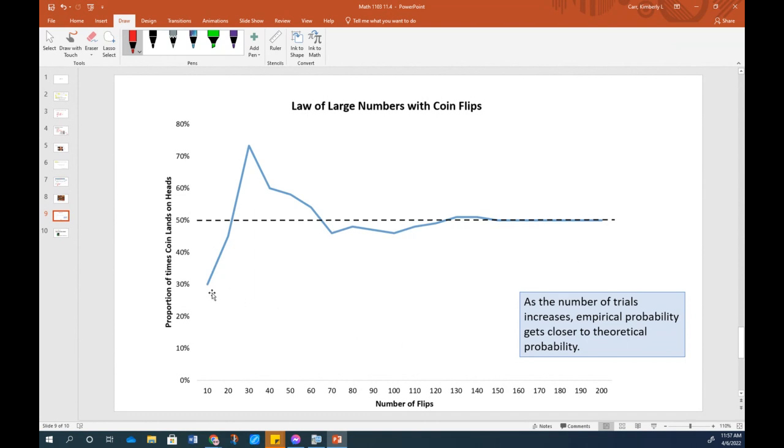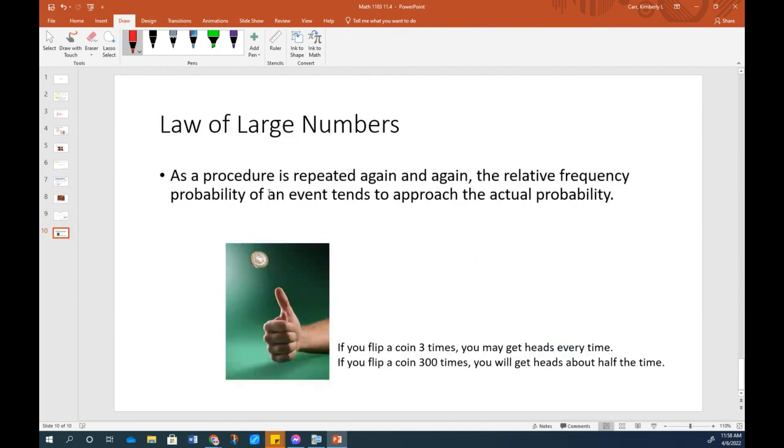When we are doing probability based on what has happened in the past, with a very small number of trials, it may not match the theoretical probability. But as you increase the number of trials, which is what's in blue here, empirical probability, based on observation, will get closer to theoretical probability. Okay, so that's the law of large numbers. It's just talking about the coin flip there.